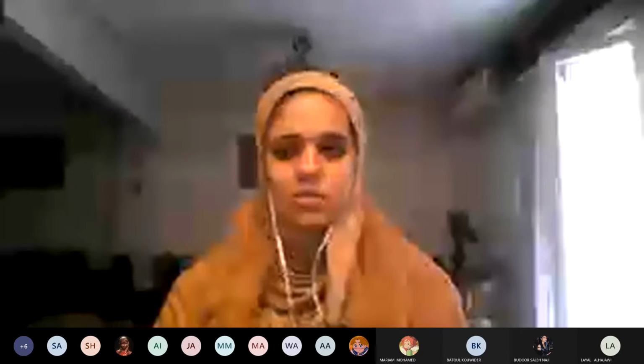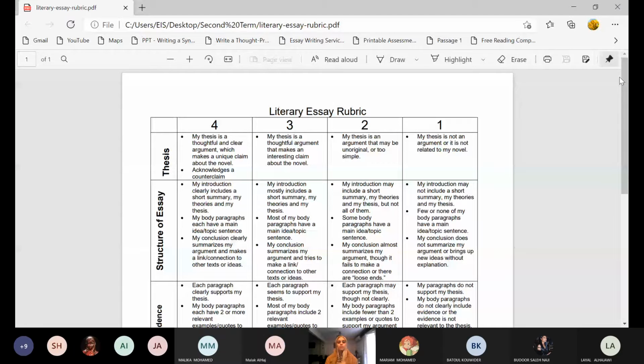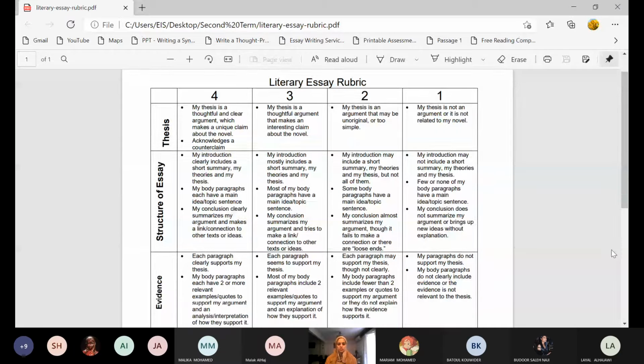So how do I give you marks? By the way, for all kinds of essays, each has its own rubric. Here, in literary analysis, 1 is the lowest mark and 4 is the highest mark. When can I take 4 marks in the literary analysis?